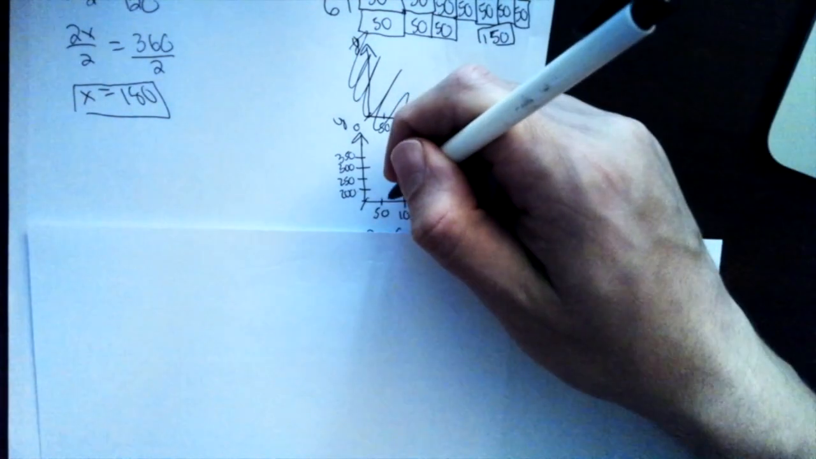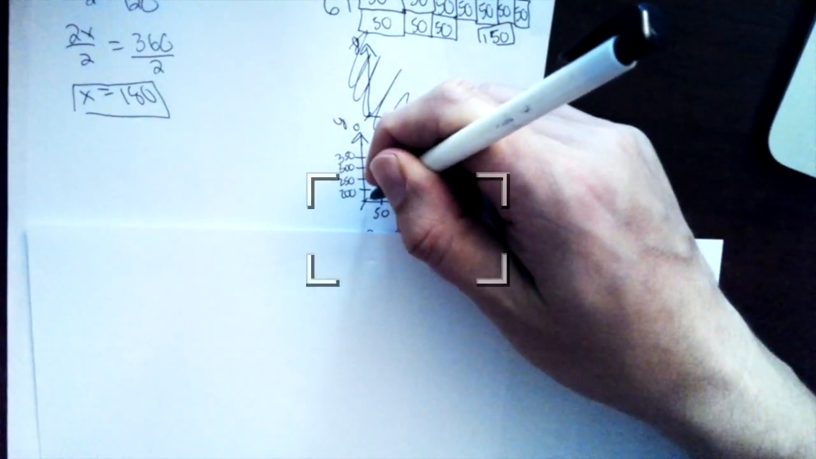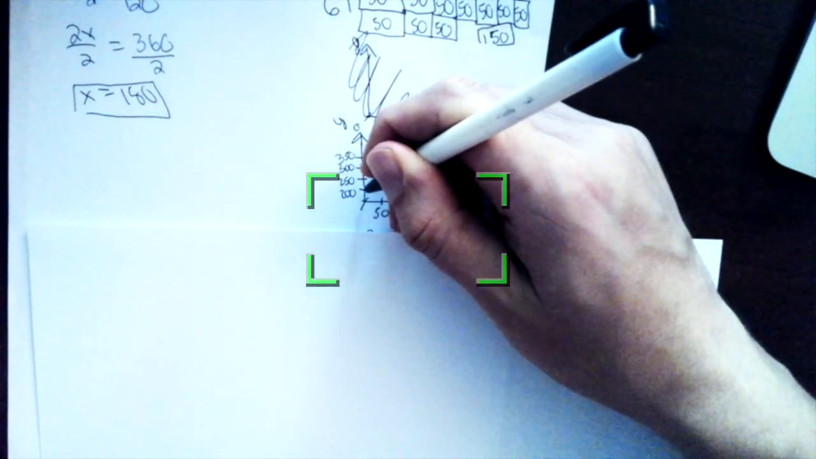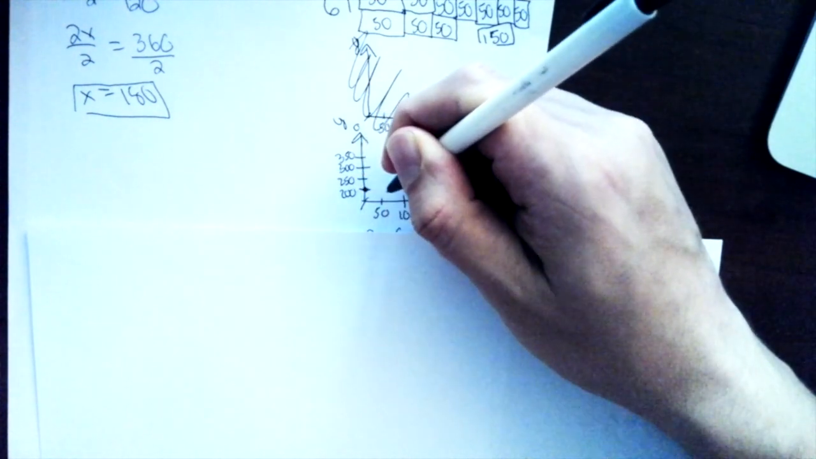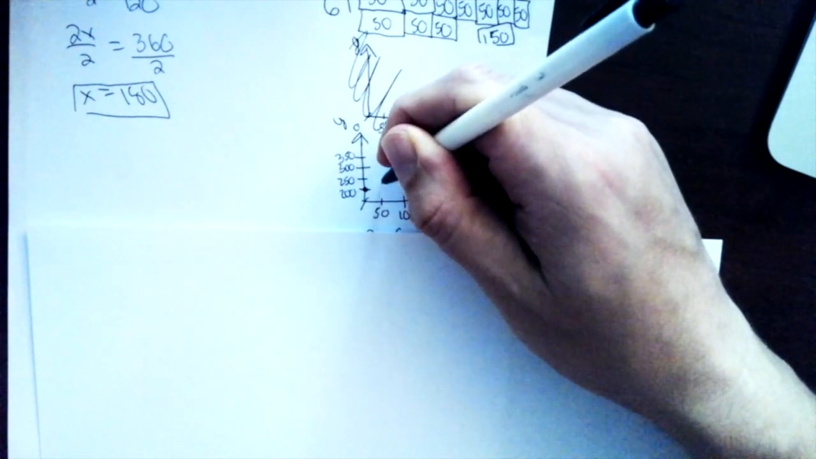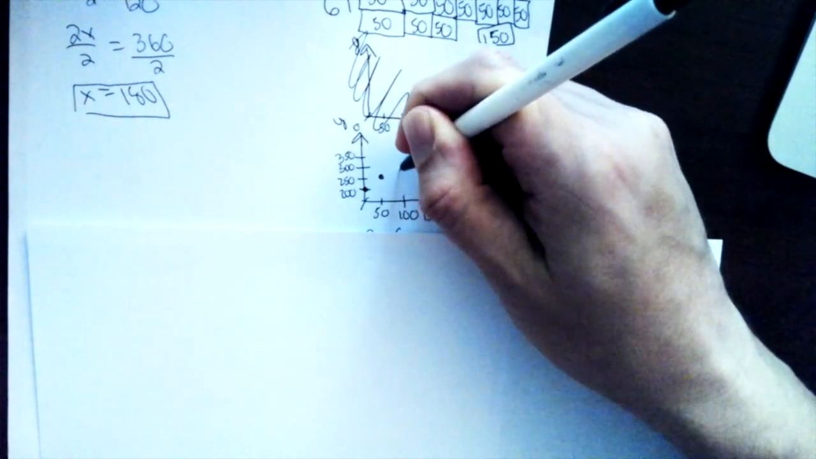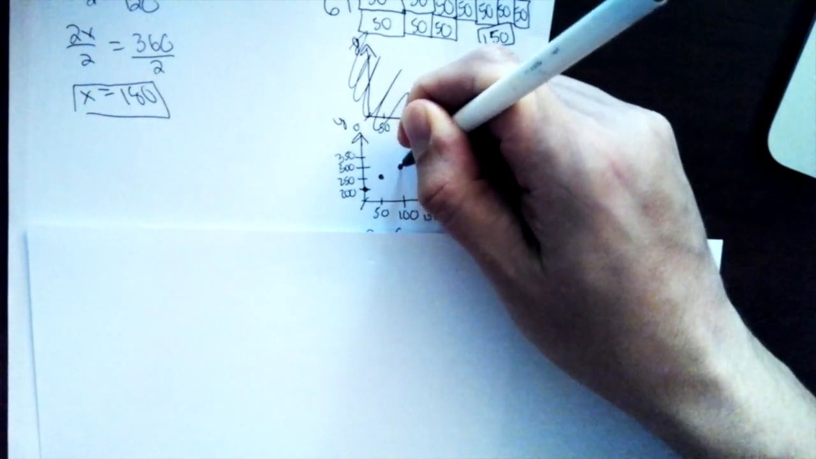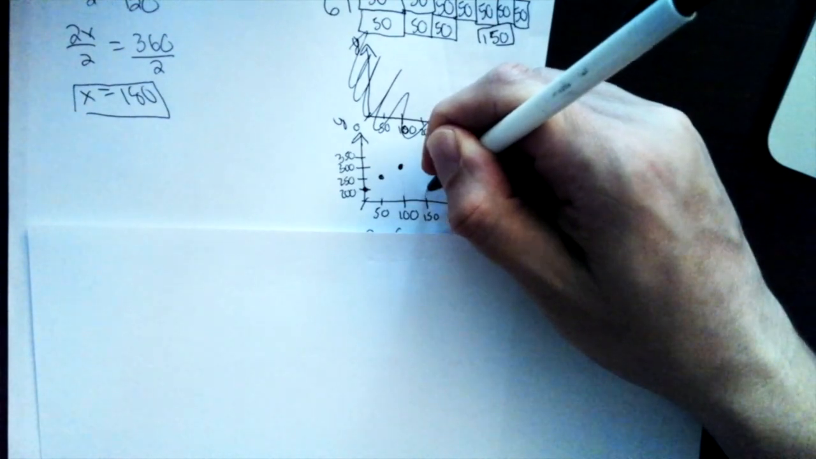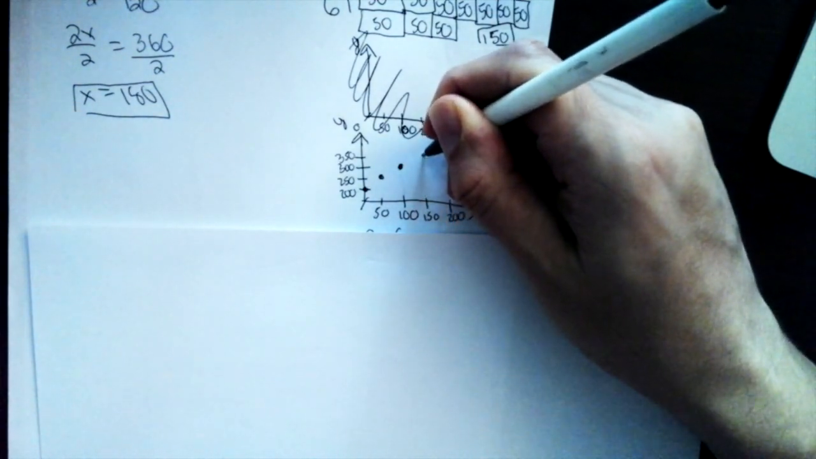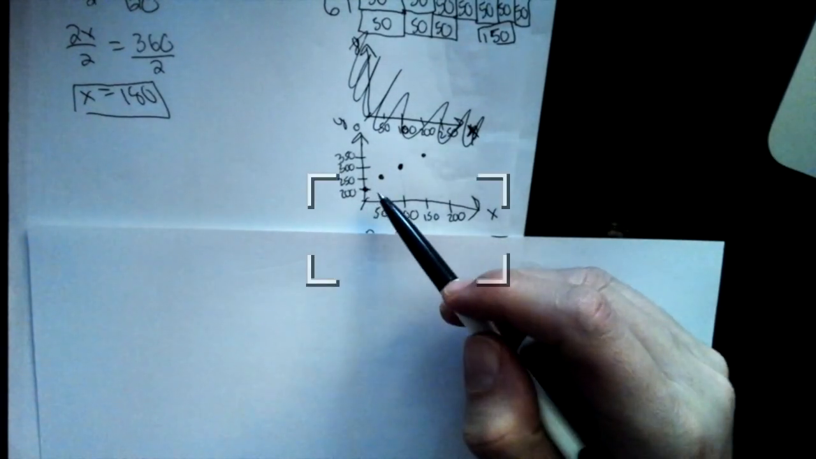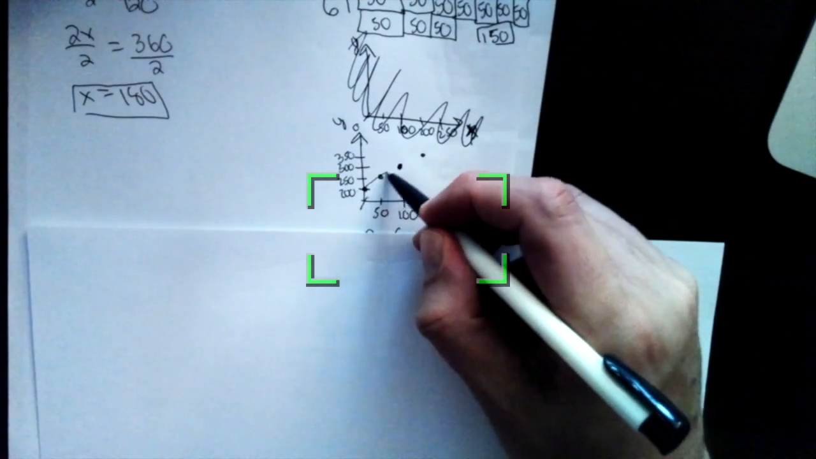So for every 50, let's see, I start here at 0. When there's 0 boys, there's 200 girls. And when there's 50 boys, there's 250 girls. When there's 100 boys, there's 300 girls. And when there's 150 boys, there's 350 girls. Okay, and look at that, a linear relationship. So I'll connect my dots.